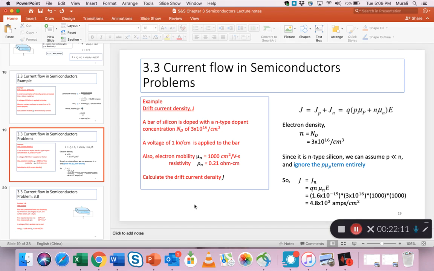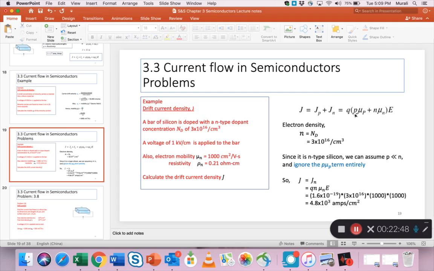Also, the electron mobility values have been given. These are actually constants for a certain temperature. So you have mu n and rho n, and the question is: solve for the drift current density J. So the drift current density is generally the sum of the hole current and the electron current, Jp and Jn. And this is the formula, right? You've seen this formula before.